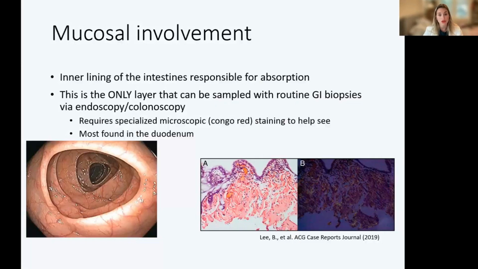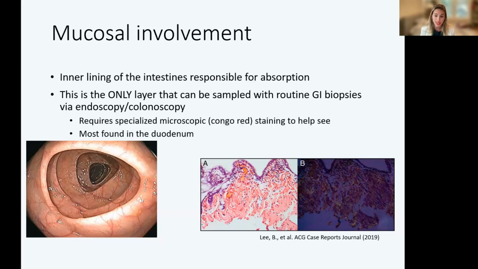So first, looking at the mucosal involvement of amyloidosis. Again, this is the innermost lining of the intestine, and this is really what's responsible for absorption of nutrients, foods, and liquids. And this is the only layer that can be sampled with routine GI biopsies via testing such as endoscopy and colonoscopy. With this in mind, it does require specialized microscopic staining, the Congo red staining, looking for the classic apple green birefringence description to help see this.